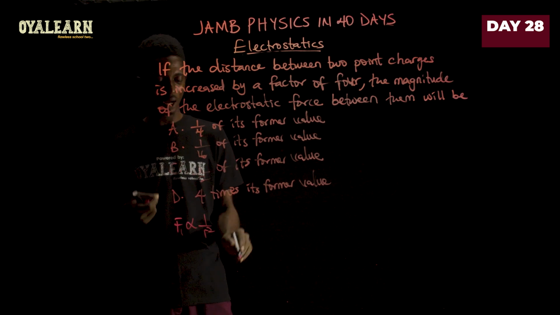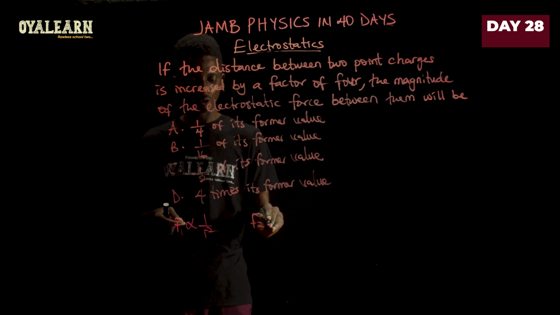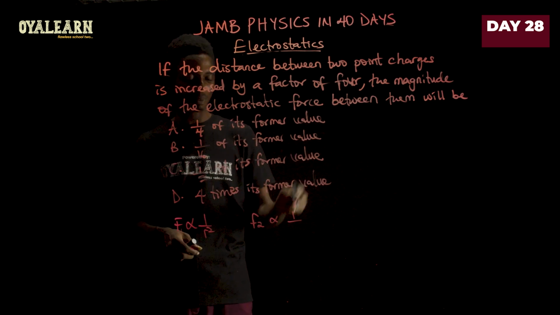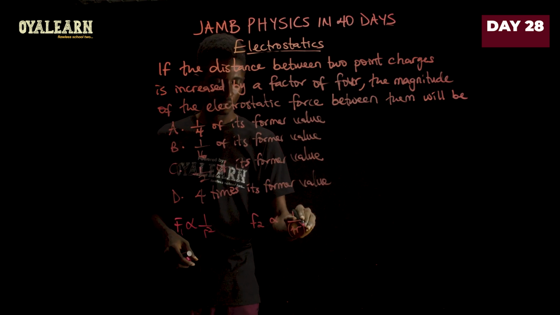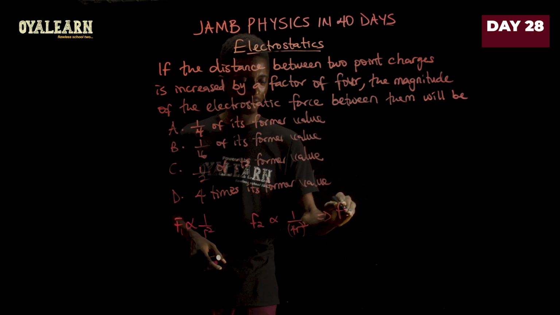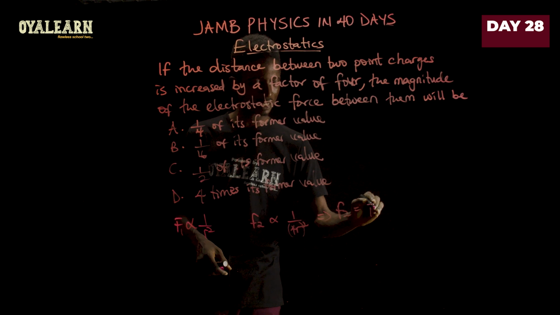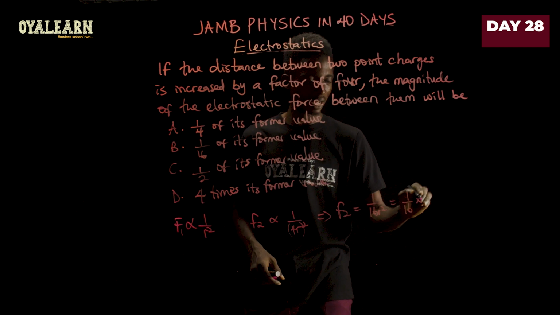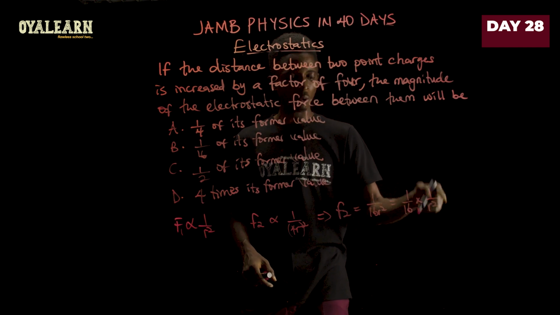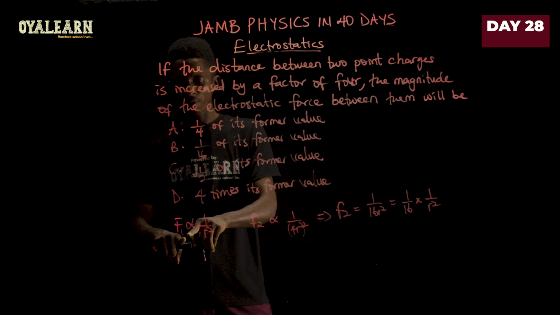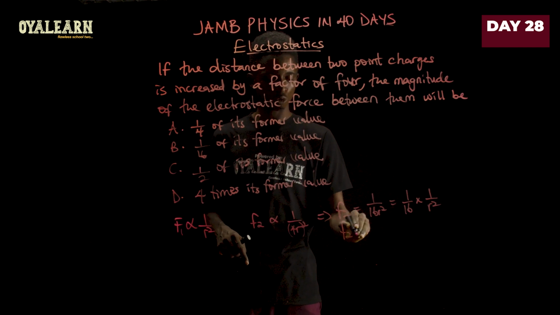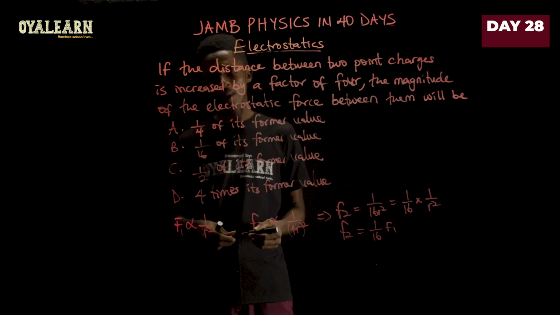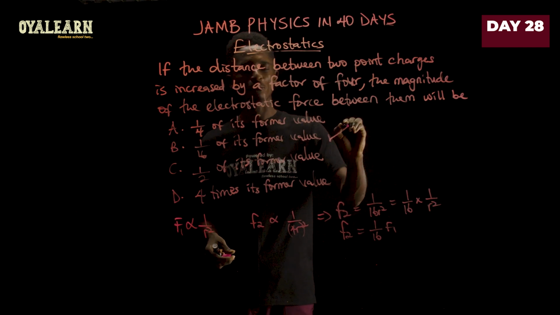So if this is case 1, in the second case we say F2 is proportional to 1 over, now the distance between them is multiplied by 4, so that will be 4R. Now square this. This means F2 equals 1 over 16R squared, which can be written as 1 over 16 multiplied by 1 over R squared. And 1 over R squared is actually the factor for F1. So we can say F2 is then 1 over 16 of F1. So it becomes 1 over 16 of its former value, which is in option B. So option B is the correct answer.